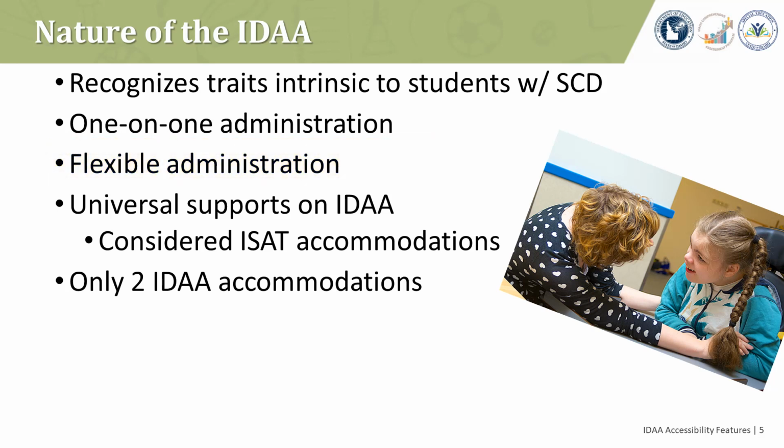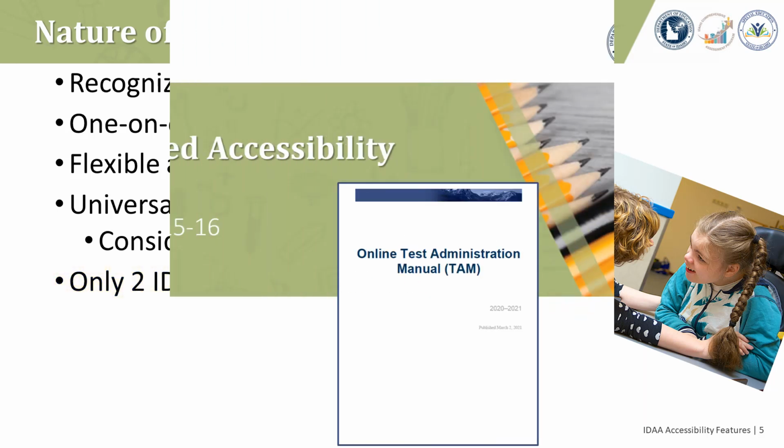It is important to note that some of the accommodations a student might use on the ISAT are considered universal tools on the Idaho Alternate Assessment and do not require IEP accommodations. However, there are two accessibility features that require IEP accommodations, which I will discuss later.